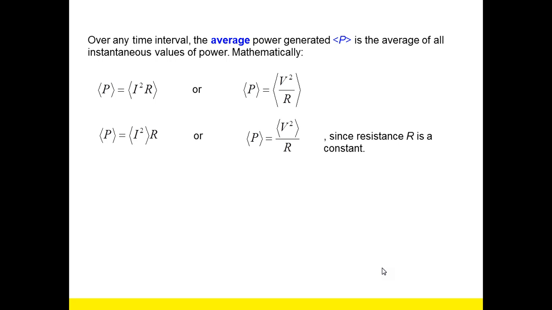Alright, so average power is given by the average of P, which is given by the average of I squared R, since P is equal to I squared R. Note, however, that since R is a constant, we can then write P equals the average of I squared times R. Since P is also given by V squared over R, we can repeat the same and achieve P equals the mean of V squared over R.